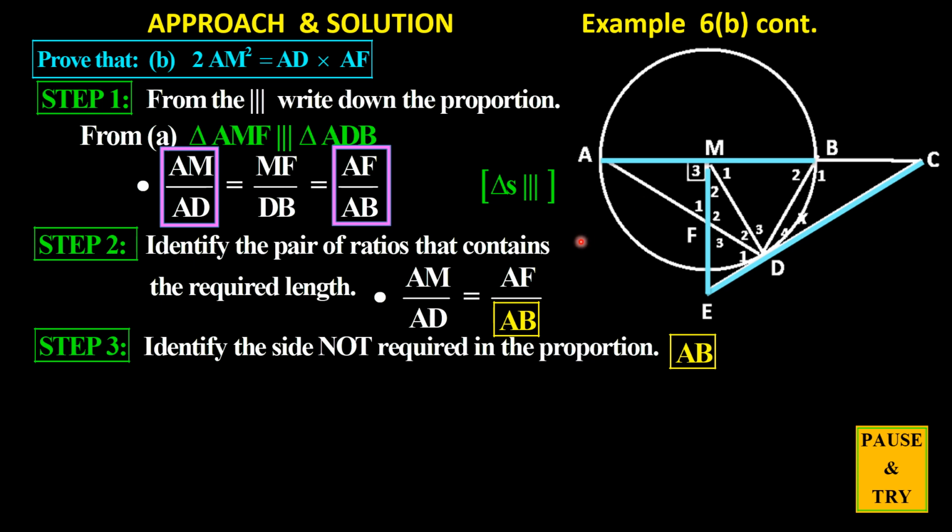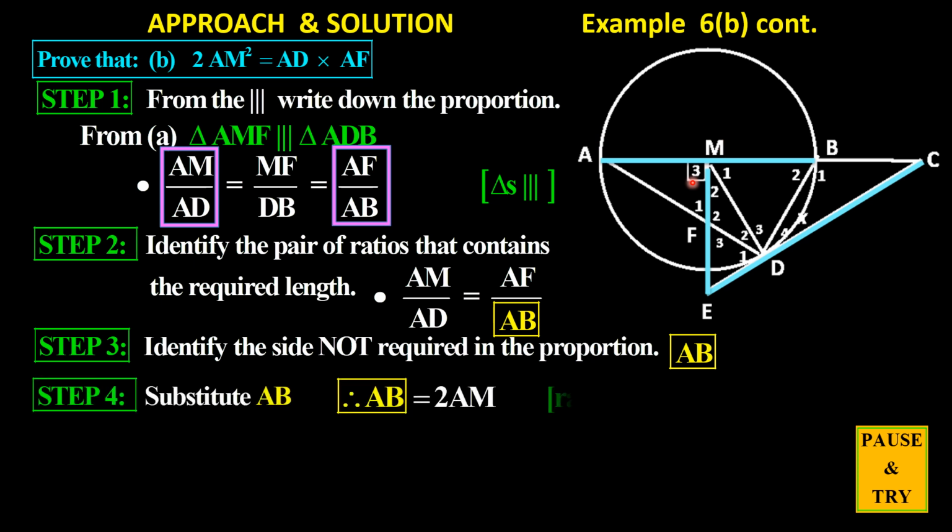Let's see which one we need. We want AM, so I don't want to introduce another side in here. So the AB is actually double the AM. So I'm going to replace AB with 2AM. We go back to the statement here again. So in place of AB, we replace AB now with 2AM.